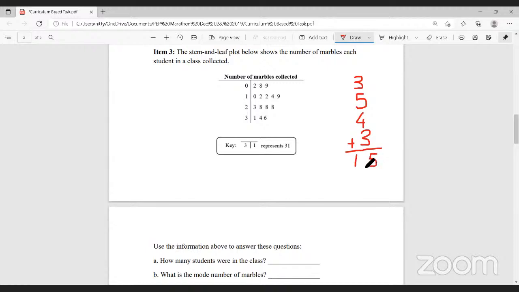So some of you are way ahead of me. Good. I like that. Because remember, we have to be capitalizing on our speed as well as being accurate. So how many students were in the class? 15 students. All right, so we put our answer here.